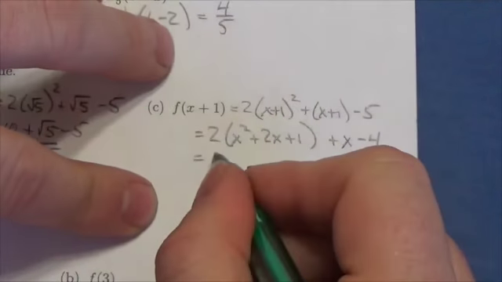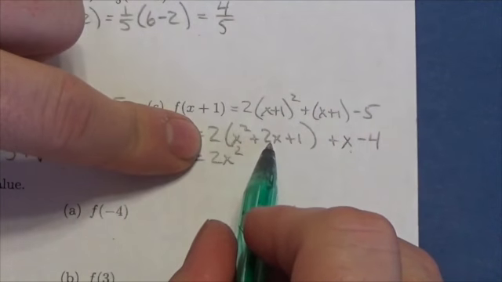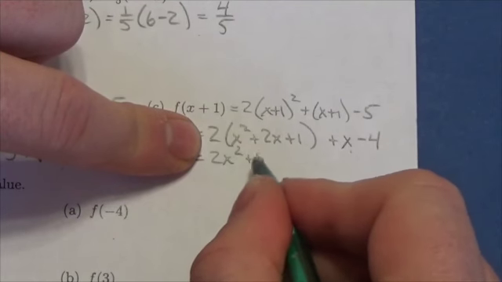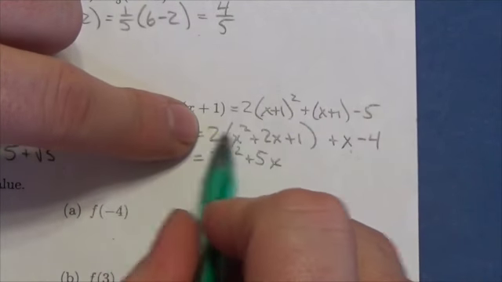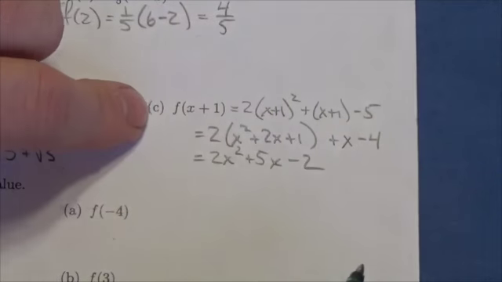I will multiply through by the 2 to get 2x squared. Okay, now I'm going to get 4x when I distribute that 2 through, but there's an additional x there, so this is going to be plus 5x. And then I will distribute the 2 to the 1 to get 2. Minus 4 will give me a -2.